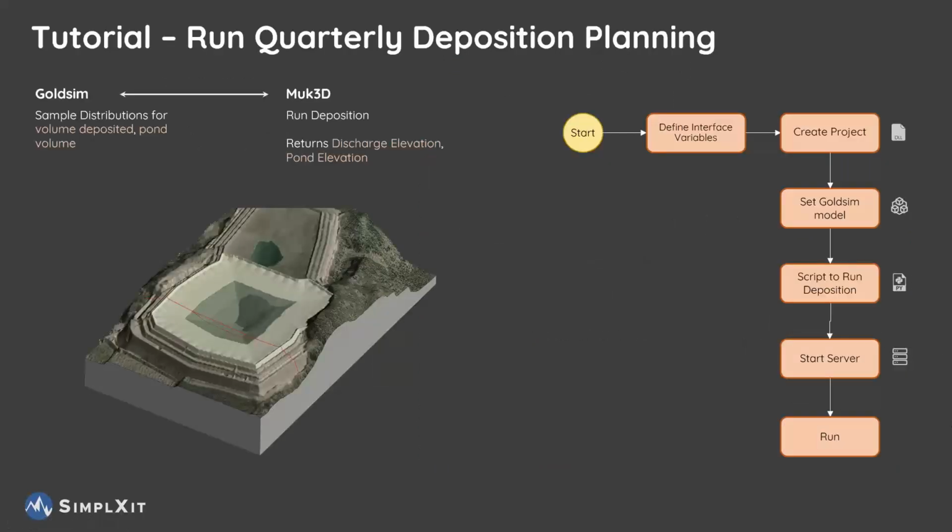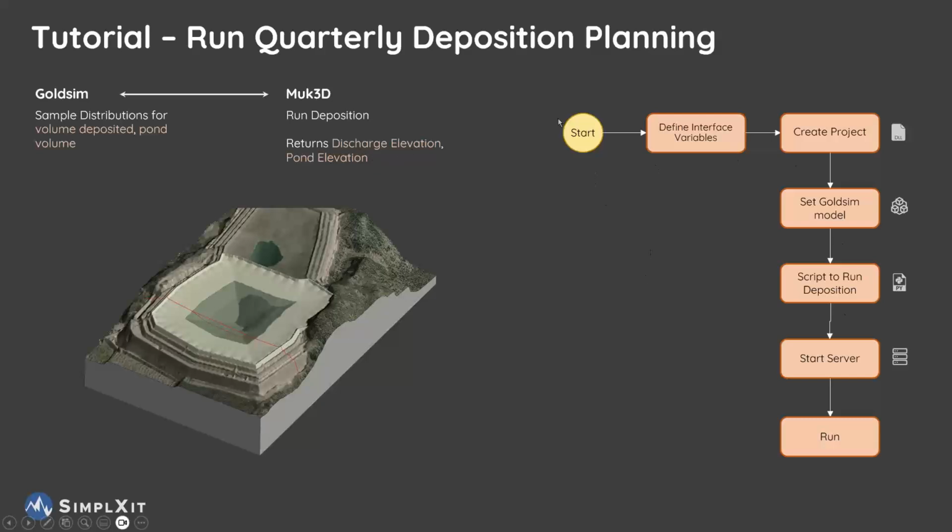So for this tutorial, we'll run a quarterly deposition plan. We'll use this topography here, this grid. The model in GoldSim will be very simple. It will have the volume that you deposit as a distribution, and the pond volume that is within the dam, and that will vary with time as well. And then within Muk3D, we'll just run the deposition, and then it will gold seek and find us the discharge elevation and the pond elevation.